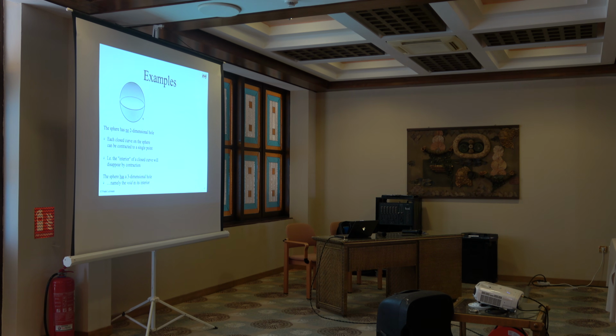Here we have the two-sphere, the Bloch sphere. Each closed curve on the sphere can be contracted to a single point. If you take a rubber band on the football, the rubber band can shrink into a point. So there's no two-dimensional hole in the sphere. But the interior of the sphere will not vanish. There is a hole, the void within the sphere. This is a three-dimensional hole, the air within the football.